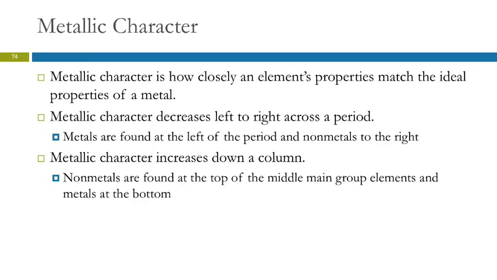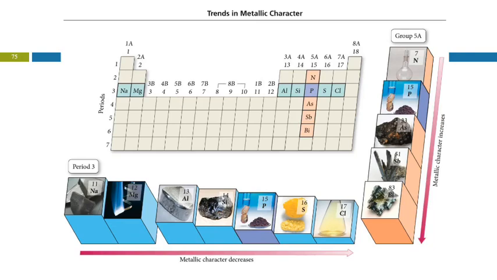So we can talk about metallic character. That's how closely an element's properties match the ideal properties of a metal. So metallic character increases left to right. Sorry, it decreases. Metallic character decreases left to right as we go across the period, and it increases as you go down the column. So this actually is pretty easy.